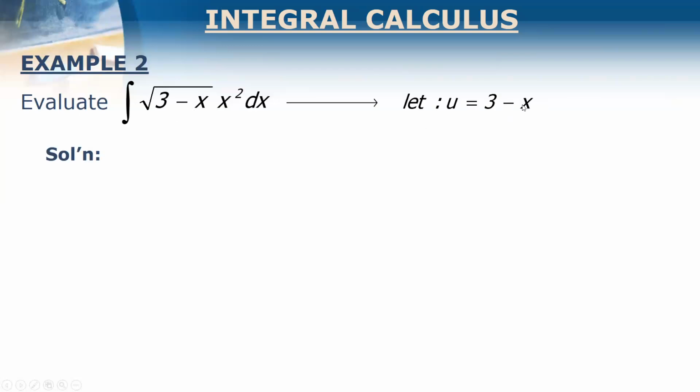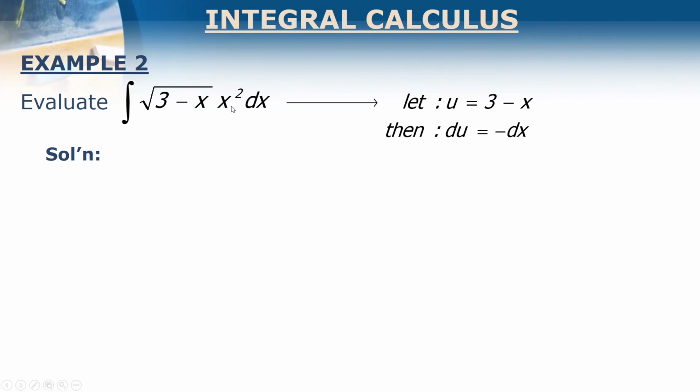Let u equal to 3 minus x and du equals negative dx. So kung ating i-fit na dere, this becomes square root of u. Tapos ang dx na ata is negative du. I-transfer natin ng negative. Dx is negative du.